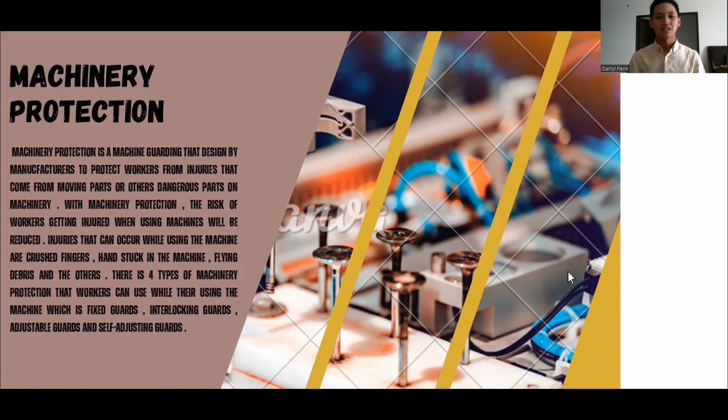Injuries that can occur while using the machine are crushed fingers, hands stuck in the machine, flying debris, and more. There are four types of machinery protection that workers can use while they are using the machine: fixed guards, interlocking guards, adjustable guards, and self-adjusting guards.